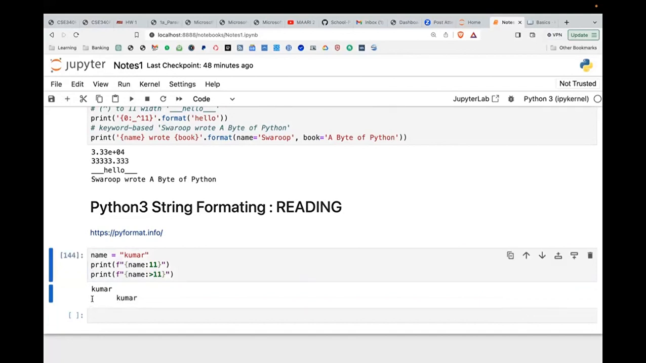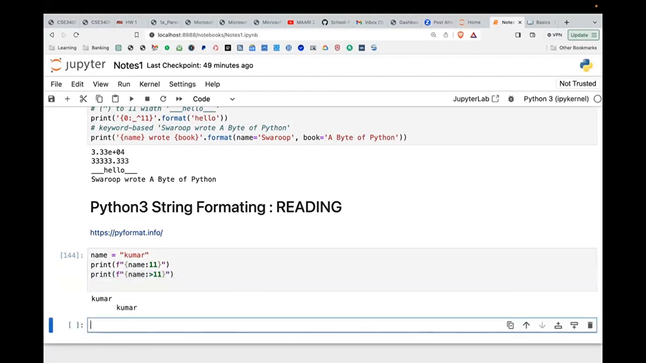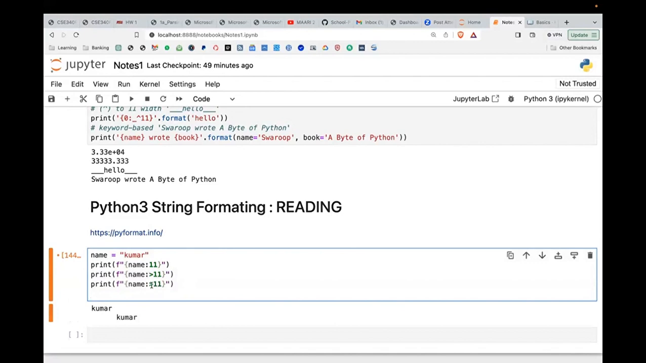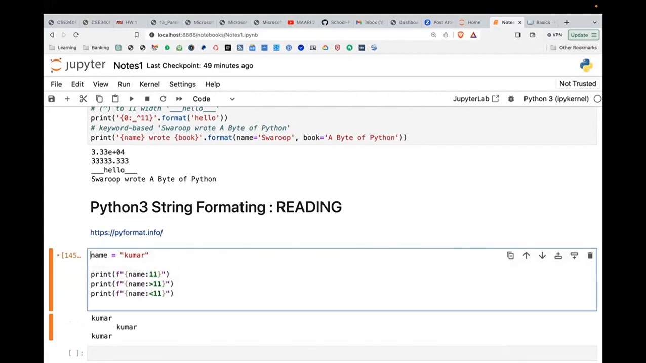It is right formatted. Total 6 spaces would be there. If you do the other one, this is called left formatted, and this you will not change anything. So what exactly happened? My name, my father name, okay.